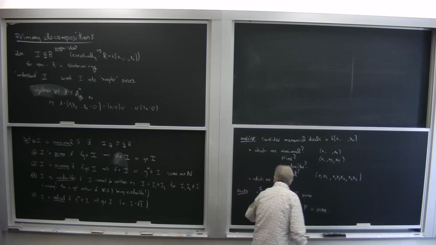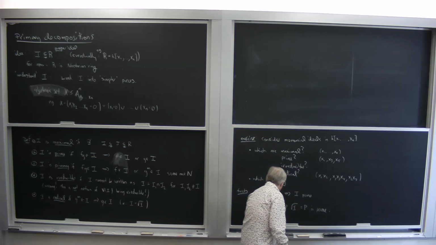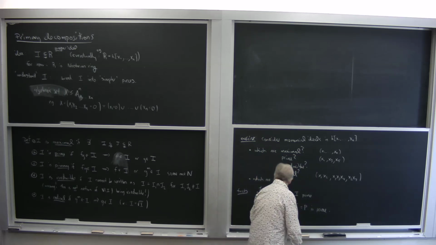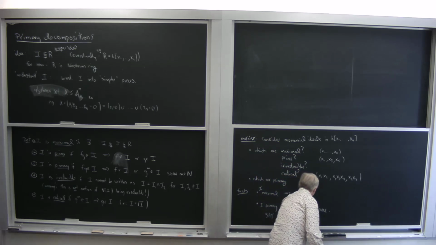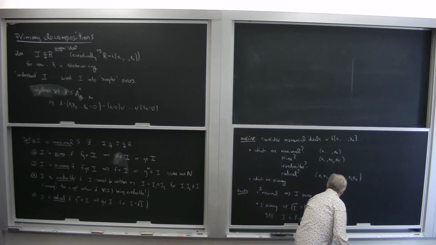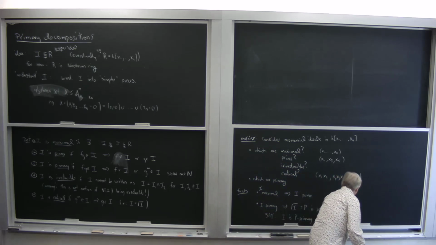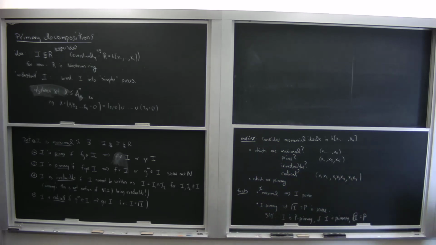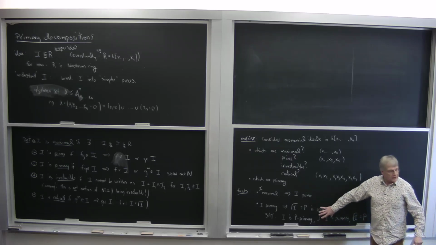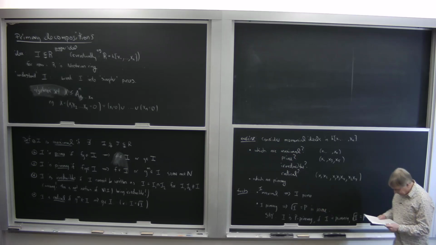Actually, what we do is we say that we usually don't use I as a primary, we use say Q or something like that. But anyway, I is called P-primary if I is primary and the radical of I is equal to P. Okay. So these are going to be the prime ideals, and these are the main things that we're dealing with.